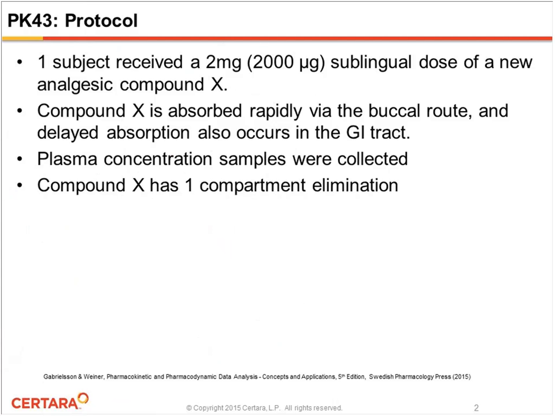For the exercise here, the background, the protocol was that one subject received a 2 milligram sublingual dose of a new analgesic compound, X. This compound is absorbed rapidly via the buccal route, with also a delayed absorption that occurs in the gastrointestinal tract. Following the dose administration, plasma concentration samples were collected. And it is known that compound X has a one-compartment elimination.